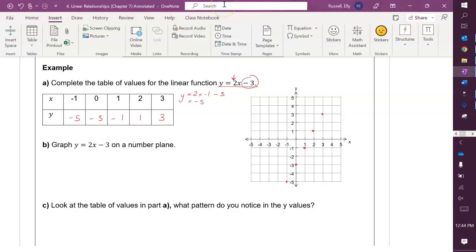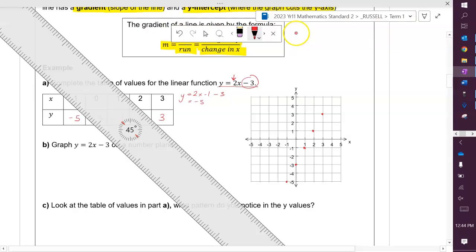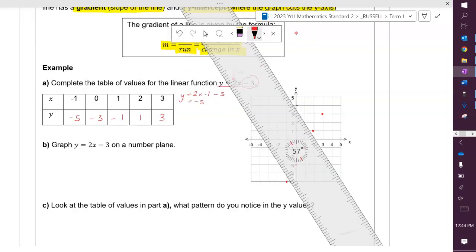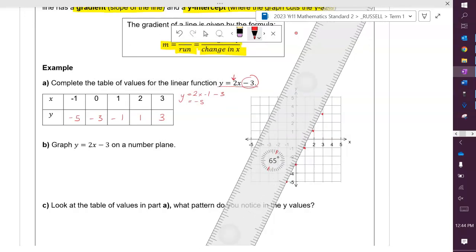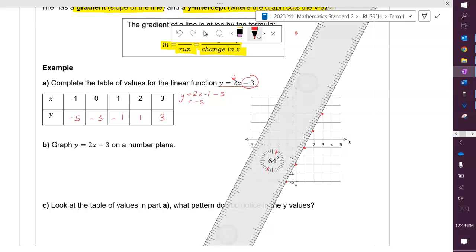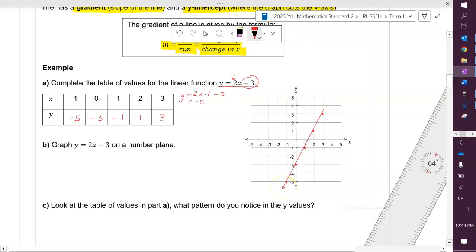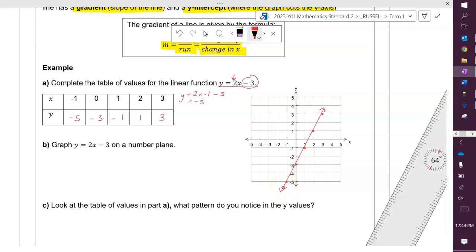If I then get my ruler, I can draw a straight line going through all of these points. Yours might look a little bit cleaner and clearer, being able to use that ruler a bit more. And we need to make sure then we label that line. So that line is y equals 2x minus 3.